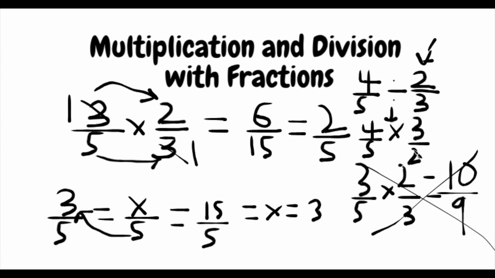And so now it's just a multiplication problem, and you just multiply across, right? So you just go right across. So 4 times 3 is going to be 12, and 5 times 2 is going to be 10. And here's another simplification example. So we simplify this down. We can take out a 2, so 12 divided by 2, we get 6, and 10 divided by 2, we get 5. So we get 6/5, final answer.